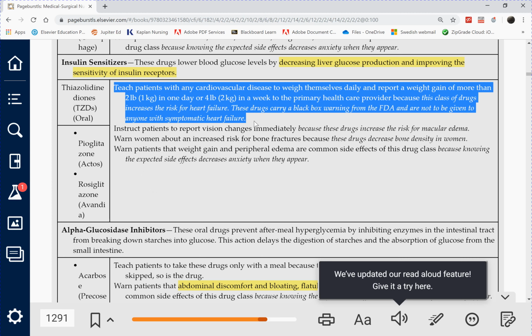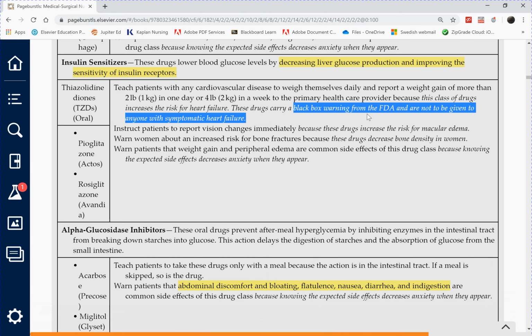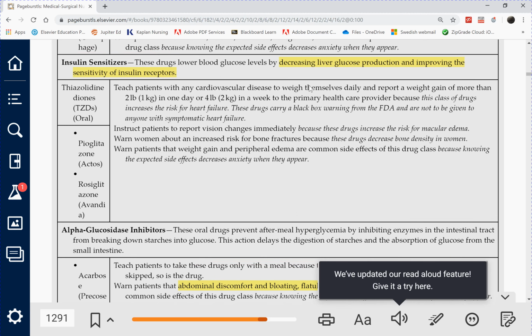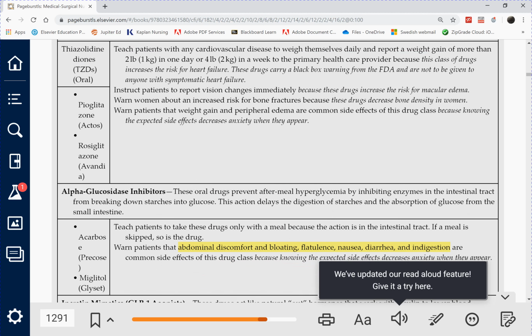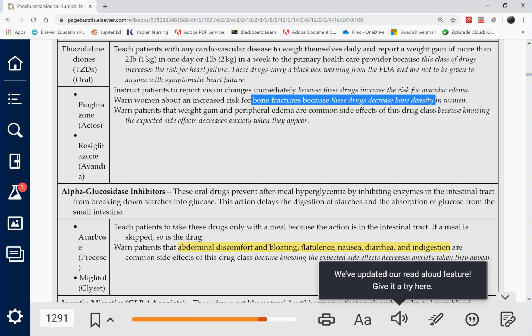So here, because these drugs can trigger or cause cardiovascular disease, these are your teachings for the patient. Okay, so here there's a black box warning for these drugs, not to be given to anyone with heart failure. Here are other side effects. So there's macular edema as well, which makes sense. This one causes, I guess, increased preload. So if it causes that effect to the heart, it will also do the same in your eyes. Also triggers osteoporosis, I guess, because here it increases the risk for bone fractures because it decreases bone density in women.